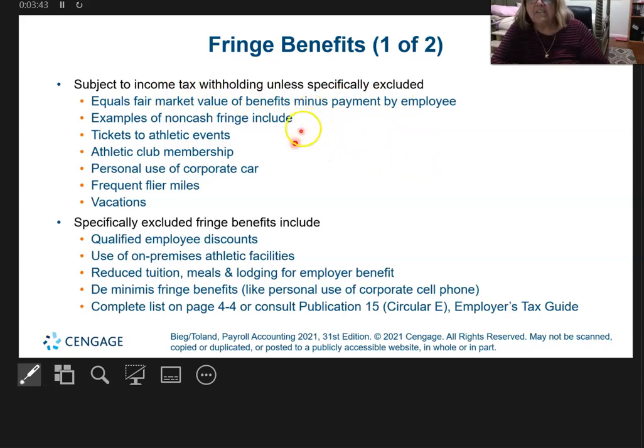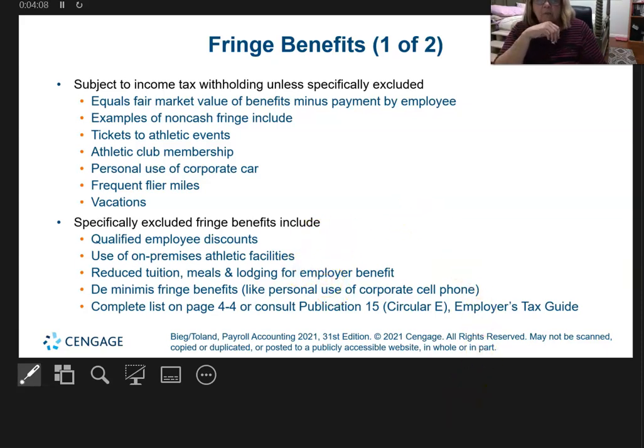So any one of these things, like personal use of a corporate car, is considered taxable income, but you're not really getting paid, you're getting use of a car. Frequent flyer miles, vacation. So when they pay you for vacation, it's subject to FIT withholding. And here are things that are excluded from withholding, down here on this one.